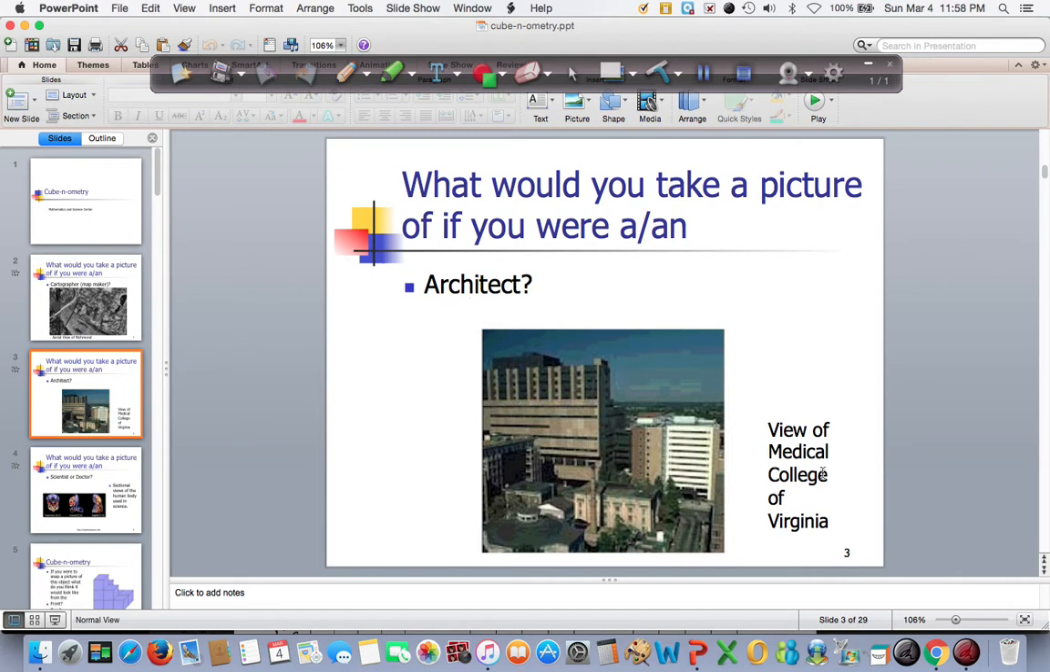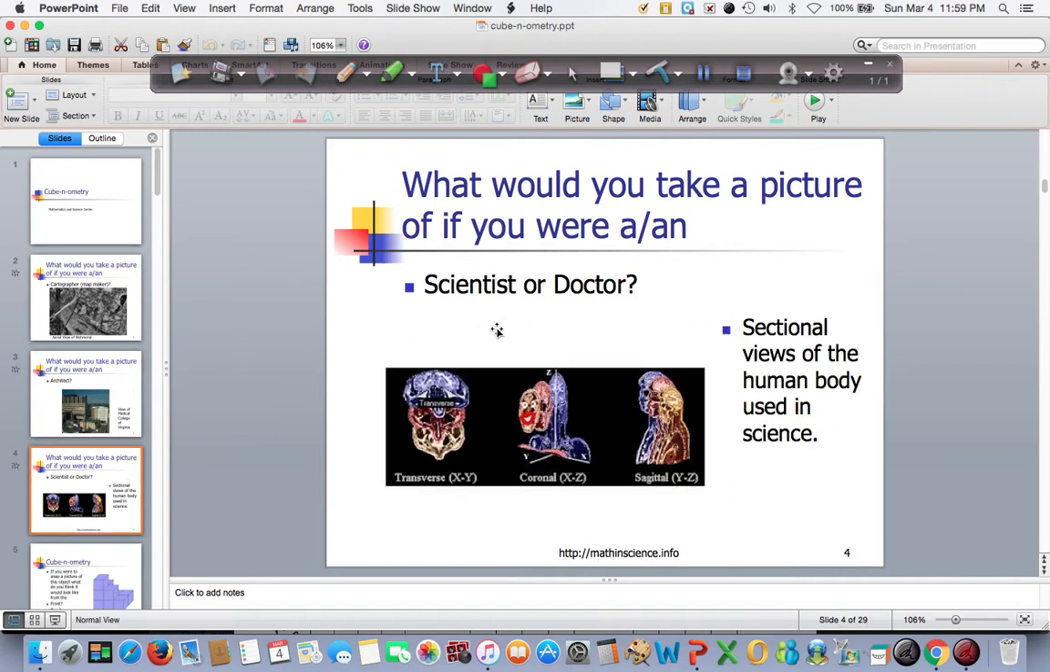Now, here's the Medical College of Virginia. So if I were an architect and I want to build a building, I would need a front view or a side view of a building to see how tall it was and maybe how far back it went. And then finally, if I were a scientist or a doctor, I would need sectional views of the human body, right? So I would need to be able to see it from sides or from the front that I might not be able to see if I'm just looking at the person, right? You would need to be able to cut it into sections to see exactly how it works.